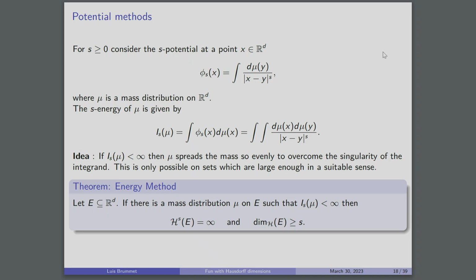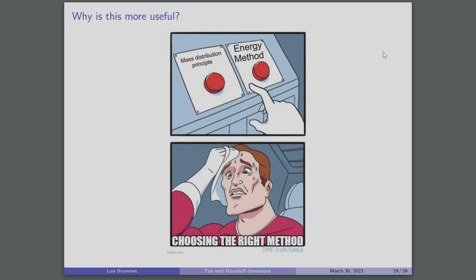So basically here, if you want to have a bound for the lower dimension, then you just need to make sure that your s-energy for your mass distribution is smaller than infinity. And the question is now, okay, which one is more useful? So now you have both methods, both the mass distribution principle and the energy method.